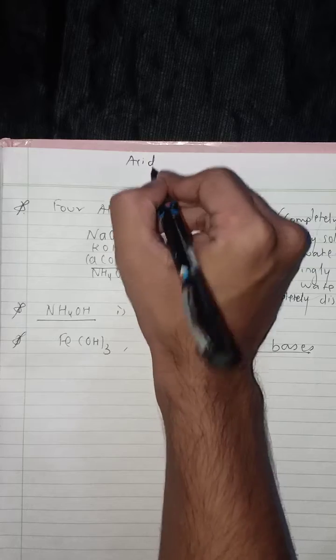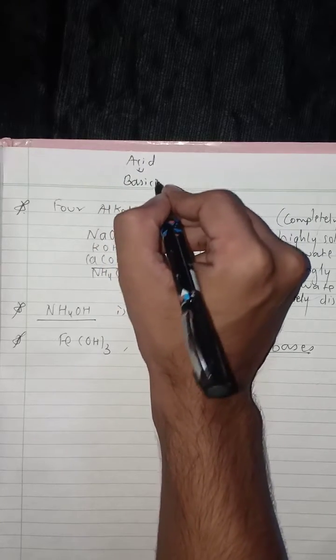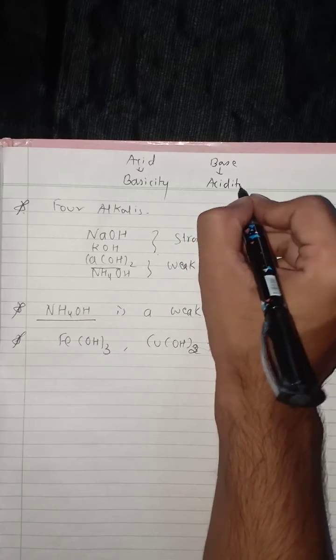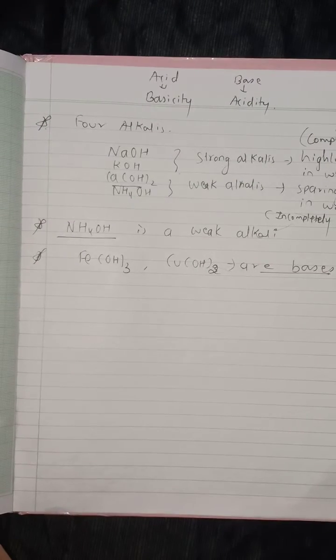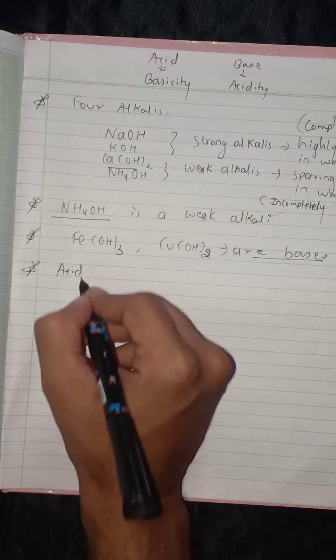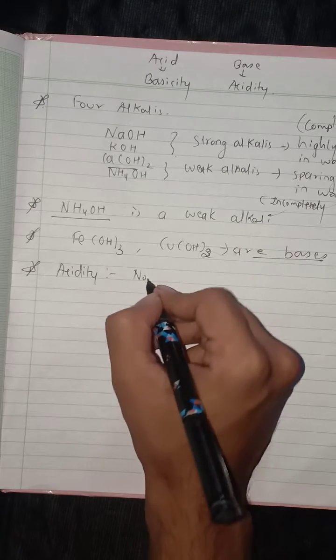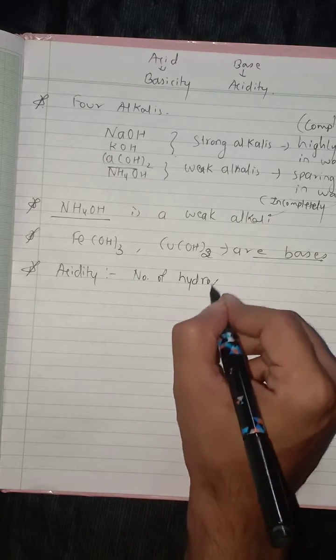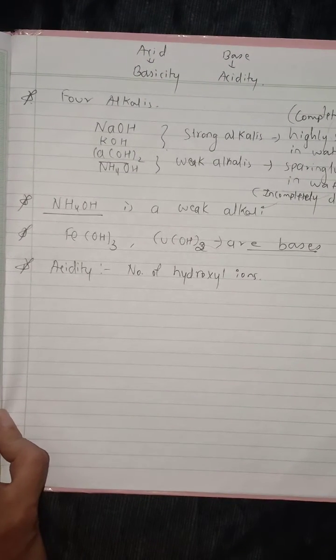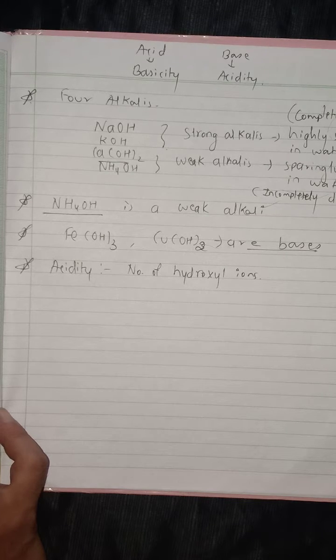Now, in the case of acids we have studied about basicity, but in the case of bases we are going to learn about acidity. So how can we define acidity? The number of hydroxyl ions dissociated per molecule of base.